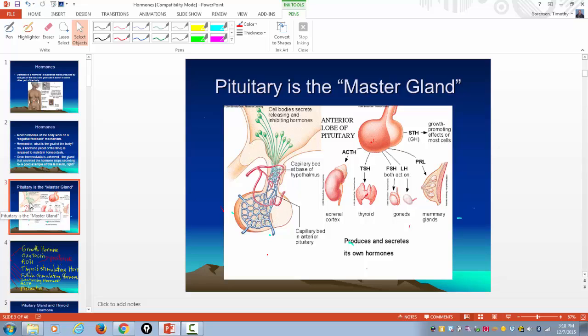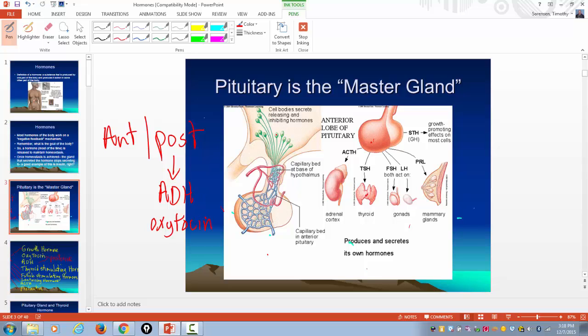And the pituitary gland is divided into two lobes. There is an anterior lobe, and then there's a posterior lobe. The posterior lobe releases two hormones under the effects of the hypothalamus. So the hypothalamus actually produces these two hormones, and then they're released by the posterior lobe of the pituitary gland. So the hypothalamus produces ADH, and it produces oxytocin.